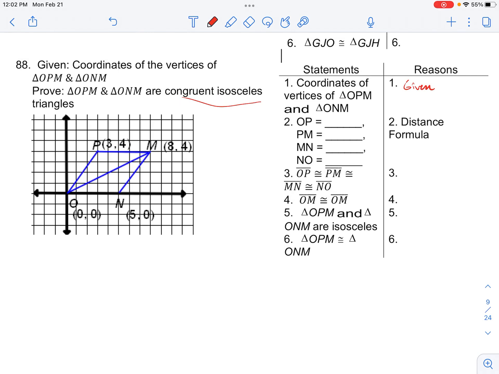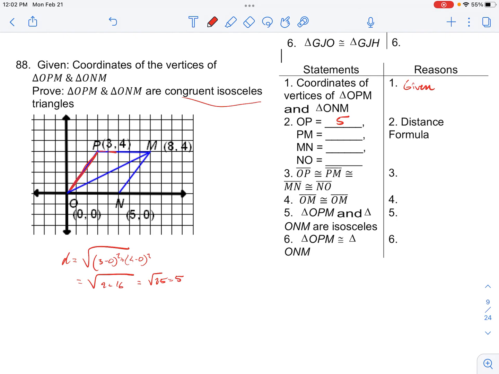Now at number 2, we apply the distance formula. So OP, the length of this segment, is given by the distance formula, which is the change in x, 3 minus 0 squared, plus 4 minus 0 squared. This will be 3 squared, which is 9, plus 4 squared, 16, giving us square root of 25, which is 5. So OP is 5.